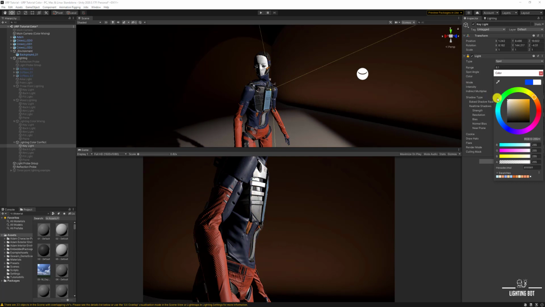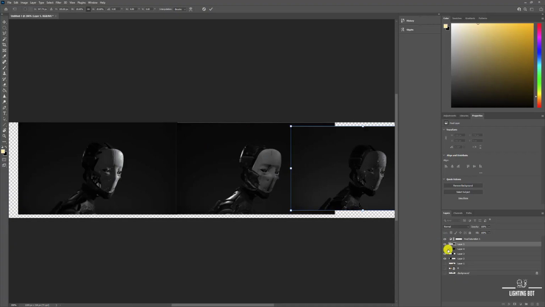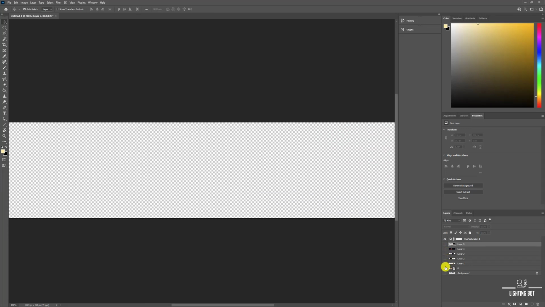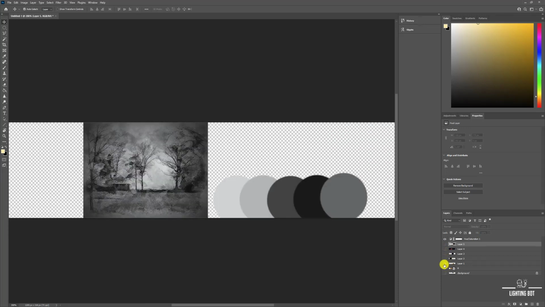So these are the things I want you to think about when you do your lighting. What color did I pick? Is it too saturated? Look at the paintings, understand the paintings and analyze them if you need to, and just see what they're doing differently. And that's essentially what you also want to do.